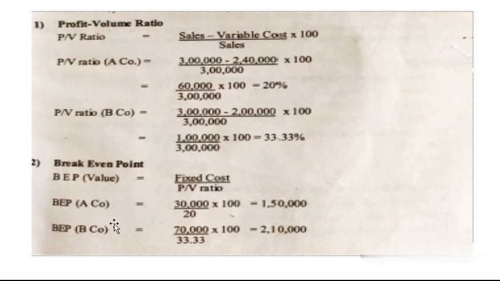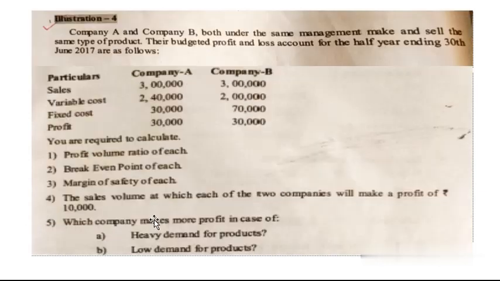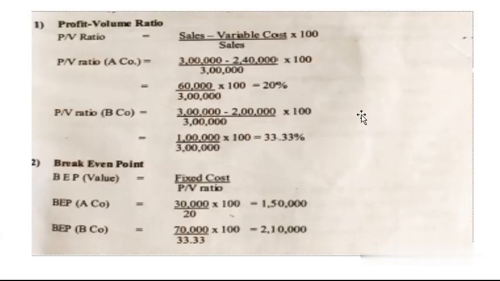Next, the break-even point for B. Where is the fixed cost? Fixed cost for B is 70,000. So divided by the PV ratio, how much have you got? 33.33. So 70,000 divided by 33.33 into 100 will give us 2,10,000.